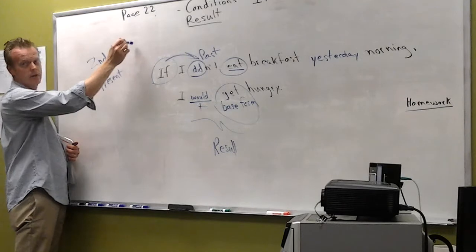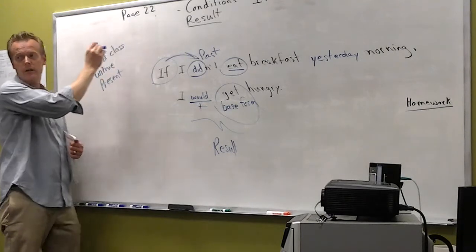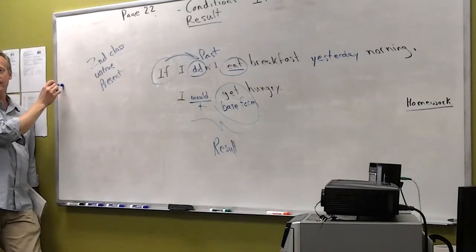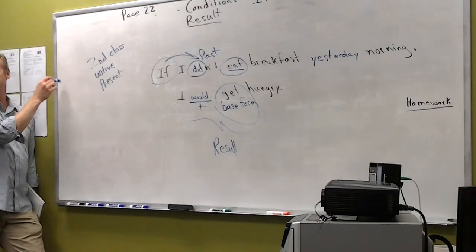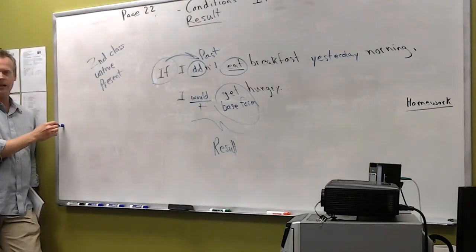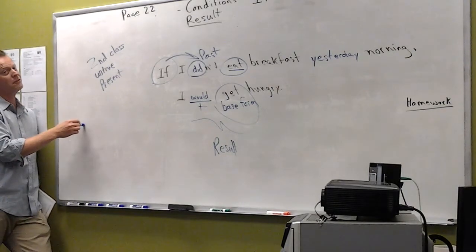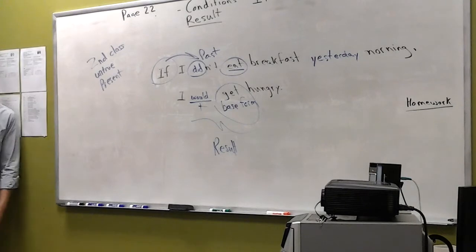What is it? First class condition. True. Present in the if clause. Yeah. Second class condition. Untrue in the present. Simple past. Third class condition. Untrue in the past. Past perfect. Okay? That's it. Those are your options.